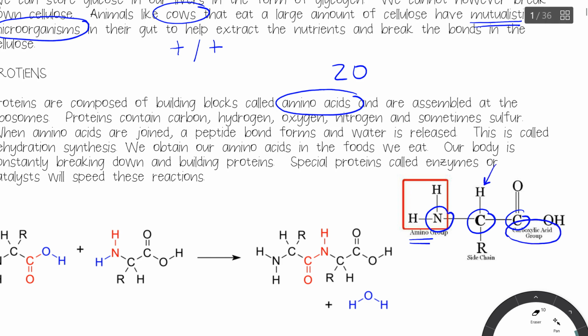Everybody gets a hydrogen attached to the central carbon. And then there's this R group, or this side chain. Now, the side chain could be negative, it could be positive, it could be polar, it could be nonpolar, it could be a lot of things. And that side chain tells a big story on the protein once it's finally all said and done.